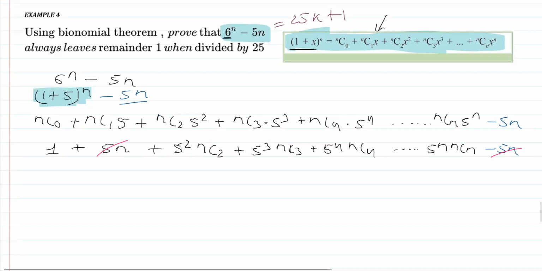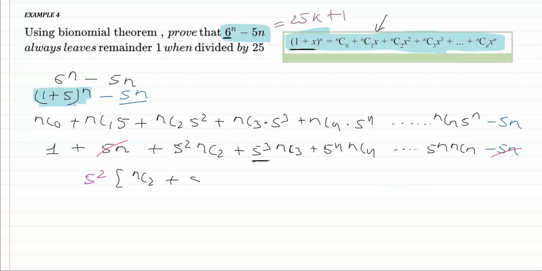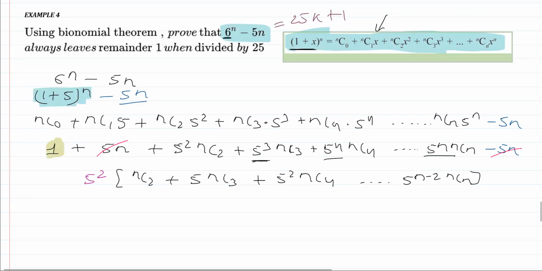Now writing this part first, from here I'm taking what is coming common: 5 square is common. So I'm writing 5 square common. So what do we get inside? We'll get nC2 plus, if I take 5 square common here, I'll get 5 nC3. If I take 5 square common from here, I'll get 5 square nC4, and so on. Taking 5 square common from here, I'll get 5 raised to the power n minus 2, nCn. And this plus 1, I can write at the end.